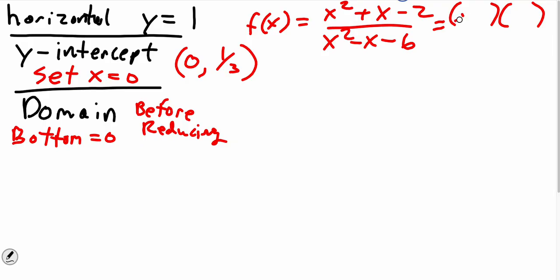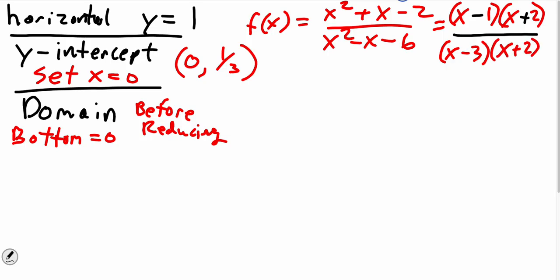I think you're doing the bottom. Yeah. Okay, I was doing the top. 2 and 1, correct? Which one gets the plus sign? 2. Yeah, you're right. My bad. Okay, good. And then what does the bottom factor to? X minus 3, x plus 2.